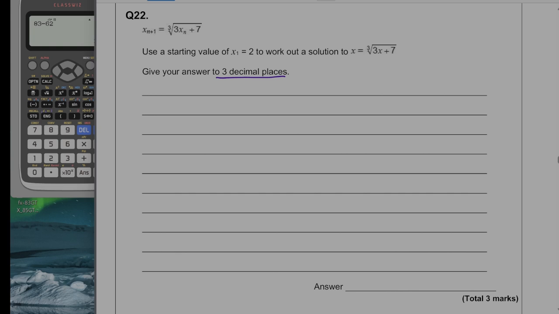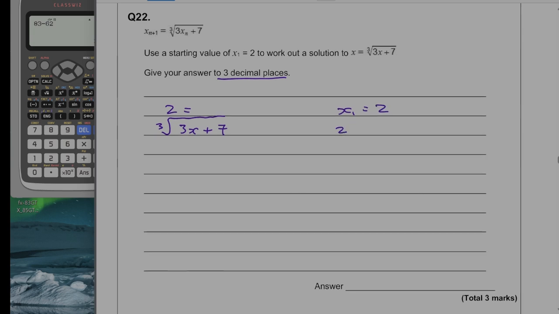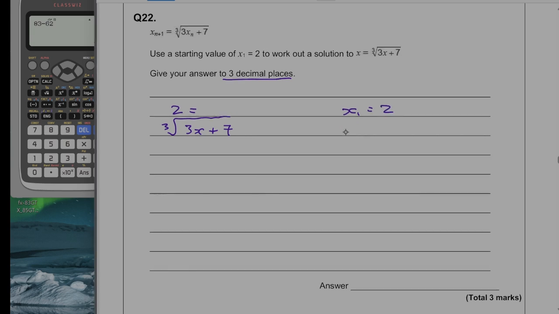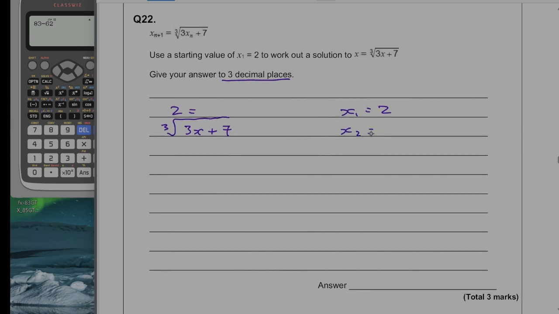Okay, so what I'm going to do here is use my calculator and press 2 equals. I'm then going to type in my iterative formula as the cube root of 3x plus 7. And I'm going to carry on until I get a repeating 3 decimal place digit, if that makes sense. So I'll actually state what they are. So x1 is equal to 2. x2 is equal to, x3 is equal to, x4 is equal to.